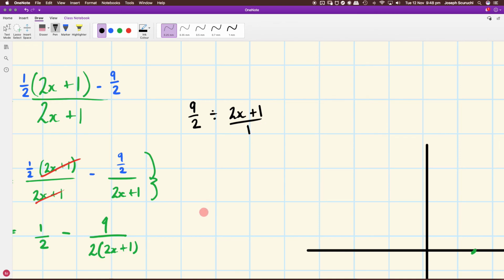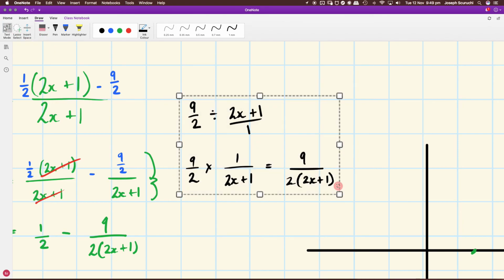The reason why I've done that is because what's the rule of dividing fractions? Hopefully you remember this. You would have learned this quite a little while ago. Stay, change, flip. Keep this the same, change this division into a times, and then flip this over. So I'm going to get 1 over 2x plus 1. So I'm going to get 9 on the top because 9 times 1 is 9, and then I'm going to get 2 on the bottom. So that's why I was able to write it like this. Hopefully this makes sense. If not, you might just need to brush up a little on your fractions. Come talk to me. I'd be happy to talk about it with you.